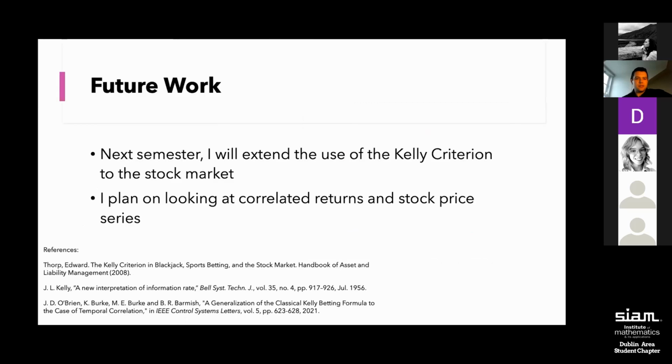So these are my future plans for next semester. I hope to extend the use of the Kelly Criterion to the stock market, which is where an investor would use f* to decide how much they should invest on each trade. And I'm happy now to answer any questions that you might have.